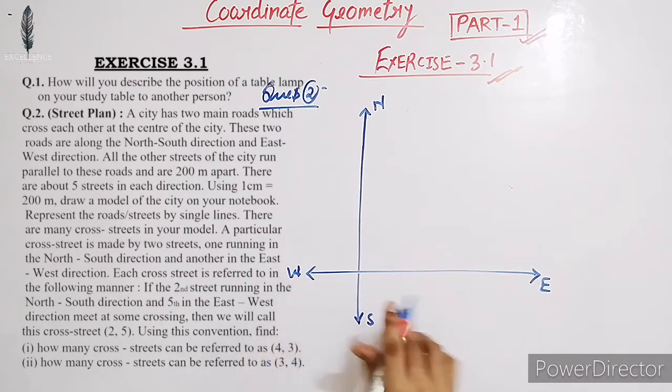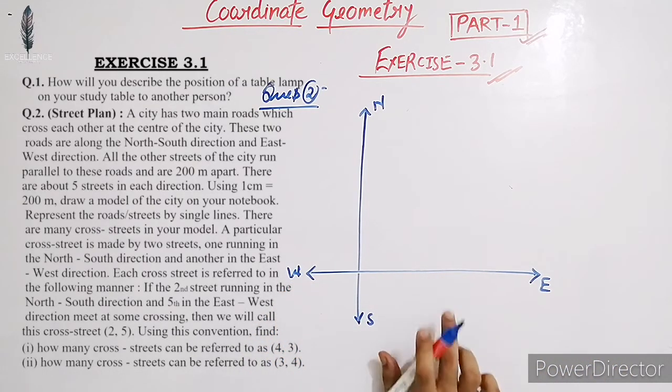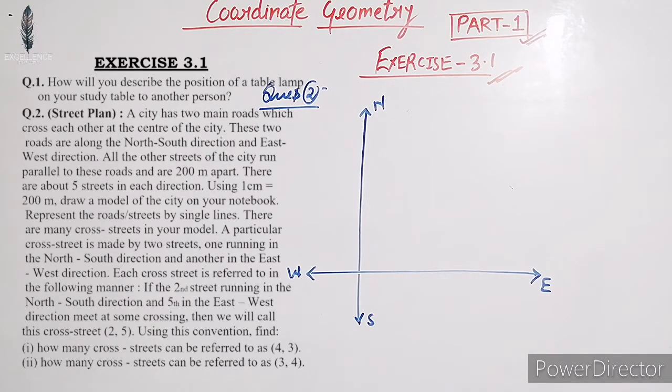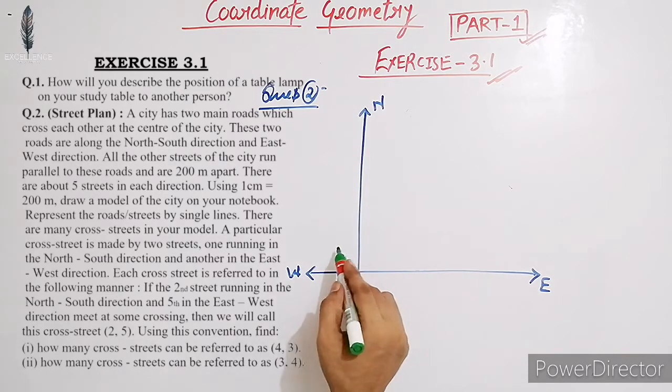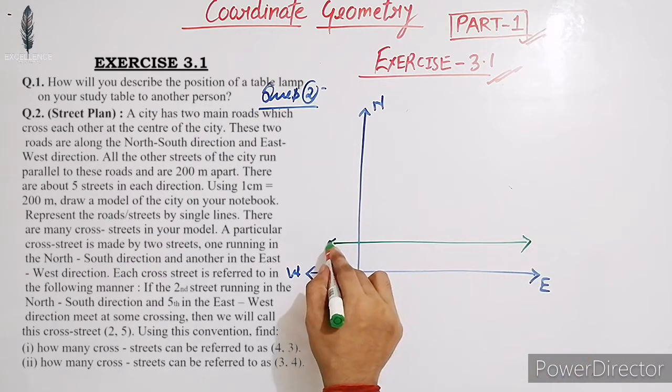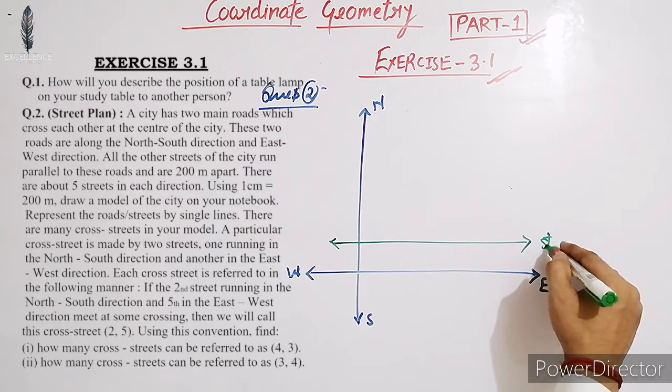Okay. In the question, all other streets of the city run parallel to these roads and are 200 meter apart. There are about 5 streets in each direction. सिटी के सभी अदर स्ट्रीट्स जो हैं वो इन रोड्स के पैरेलल चलती हैं और इनके बीच 200 मीटर्स की डिस्टेंस है. There are about 5 streets in each direction. Okay, using 1 centimeter equals 200 meter, draw a model of the city representing roads and streets by single lines.